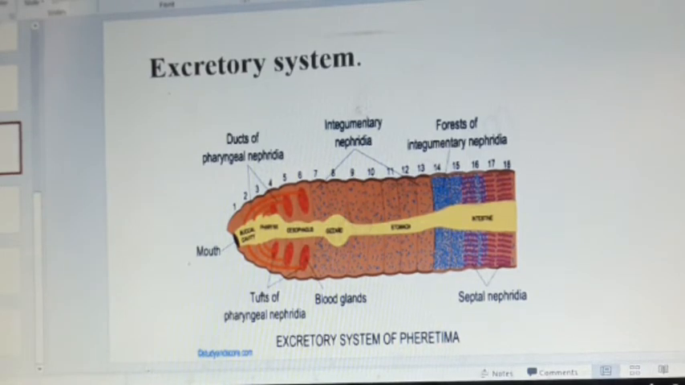It is a site of amino acid metabolism. Chloragogen tissue deaminates amino acids and converts ammonia to urea. And you know well, urea is less toxic as compared to ammonia. It also converts excess carbohydrates into energy storing molecules of glycogen and fat.